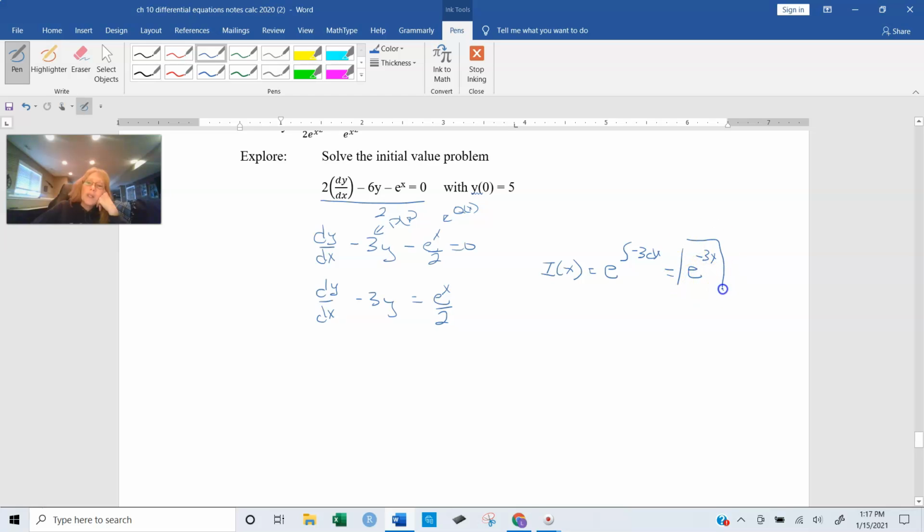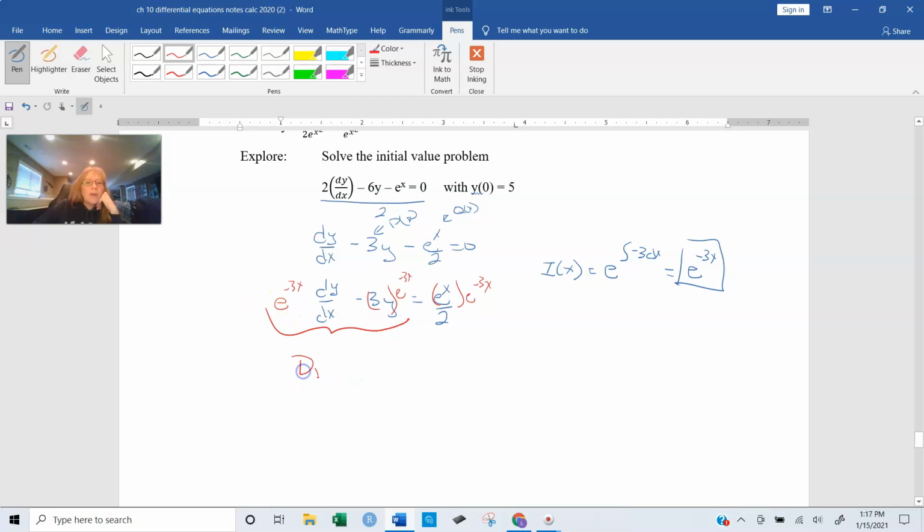So this is our integrating factor. So we've got to take everybody times e to the negative 3x. Let's change color. So now this gets taken times e to the negative 3x. This gets taken times e to the negative 3x. And this gets taken times e to the negative 3x. All right, when we do that, this is our derivative.